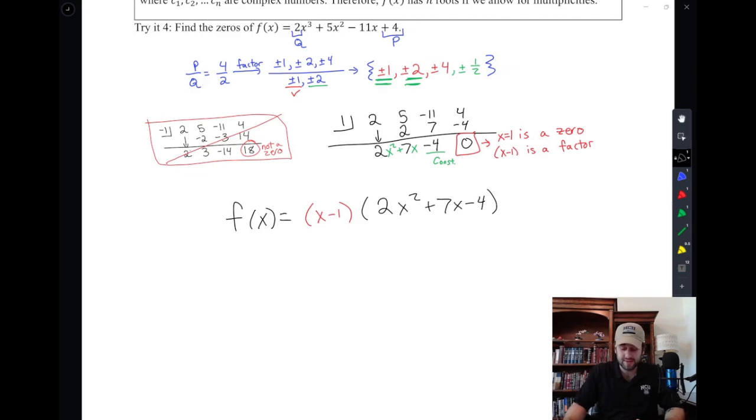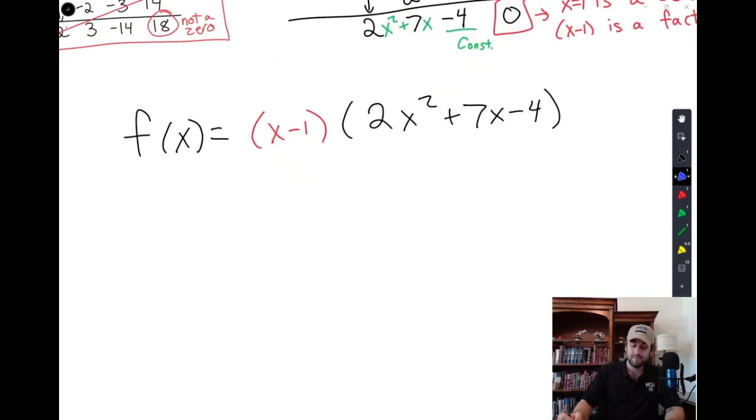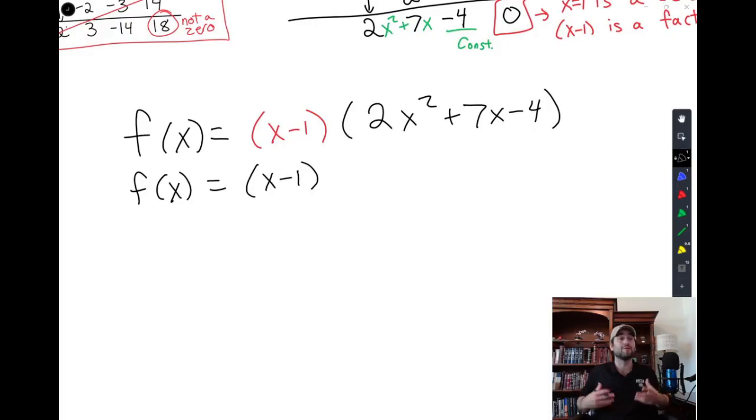And then to get the 2x squared plus 7x minus 4, we're going to have to factor by grouping, which if you need to go back and watch a video on factoring by grouping, or if you just, I don't know, skipped through a couple of lessons, this is a really important skill to have. We can't just factor that straight up. We have to use grouping.